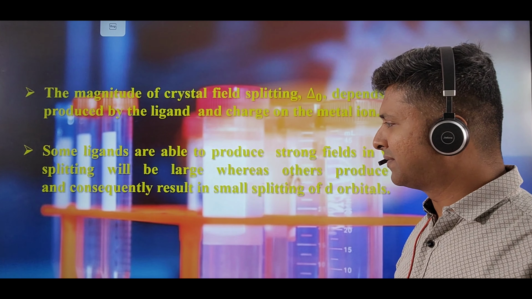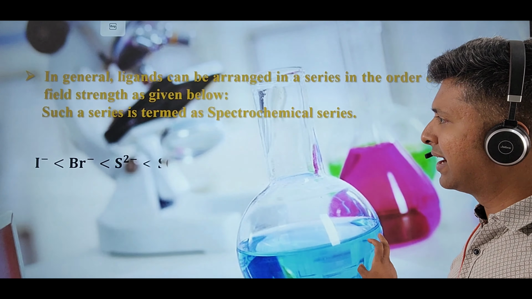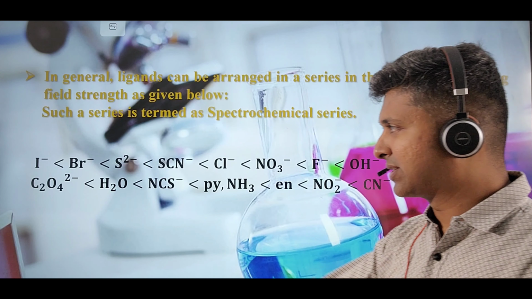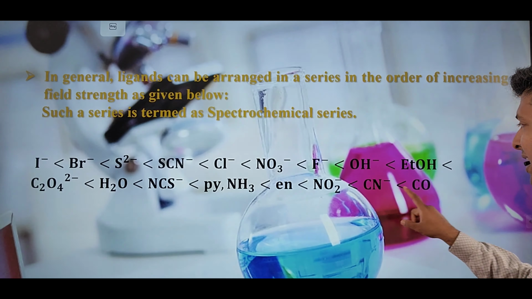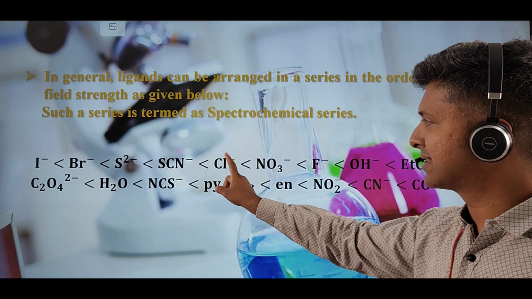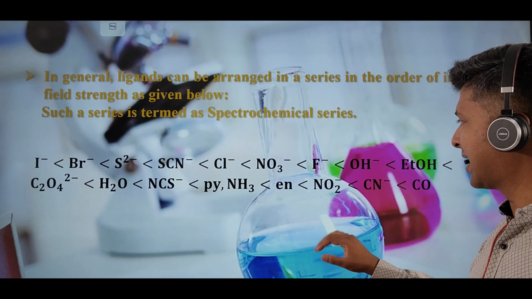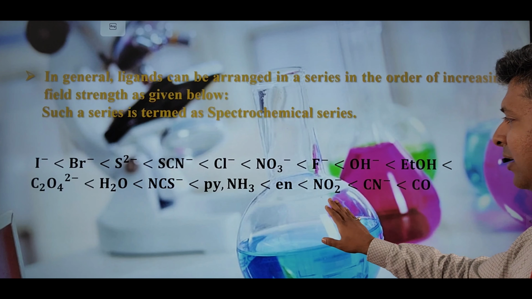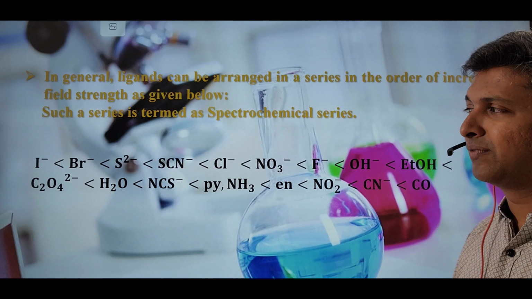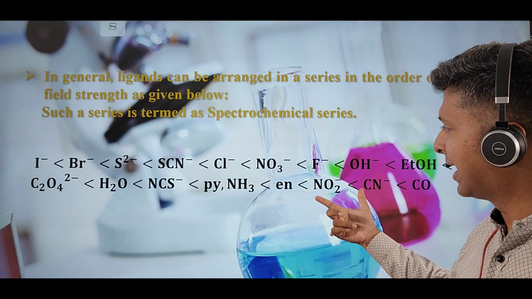Now there are two kinds of ligands, right? One is strong field ligands and the other is weak field ligands. Let us see which are which. You have to learn this chart from I minus to CN minus and CO. The initial ones are weak field ligands: I minus, Br minus, S2 minus, Cl minus, NO3 minus. The strong field ligands are towards the end: cyanide, carbonyl, NO2 minus, en, NH3, py. The ones in between are medium field ligands.